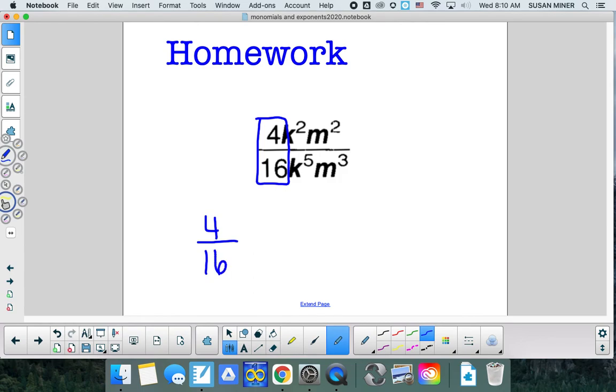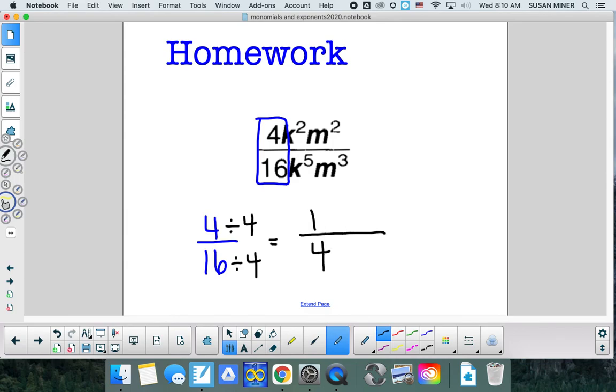Well, if I divide 4 divided by 16, I'm going to get a fraction or a decimal. And so I want to just go ahead and reduce this. This one I'm going to divide by 4. This one I'm going to divide by 4 to reduce it. And so I'm going to end up with 1/4.